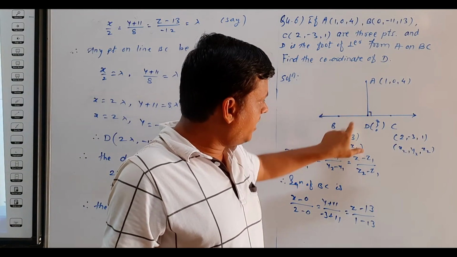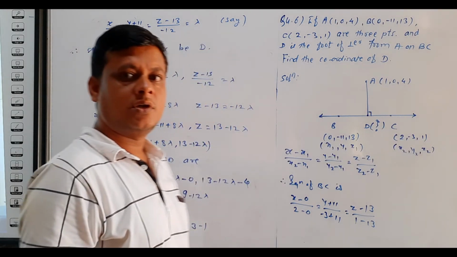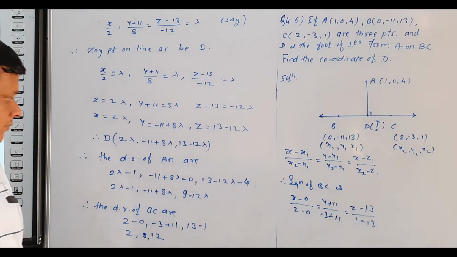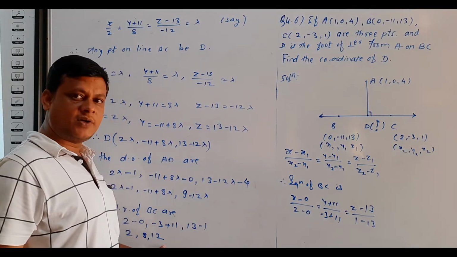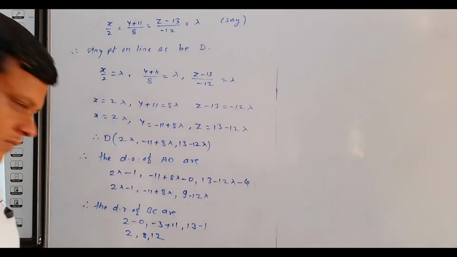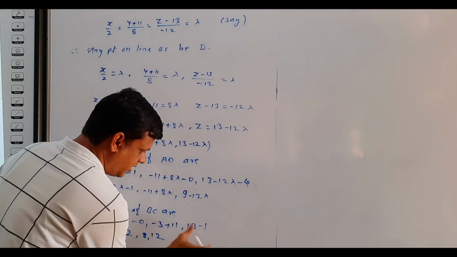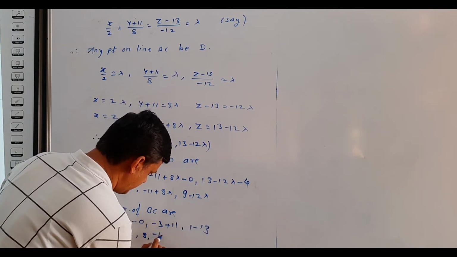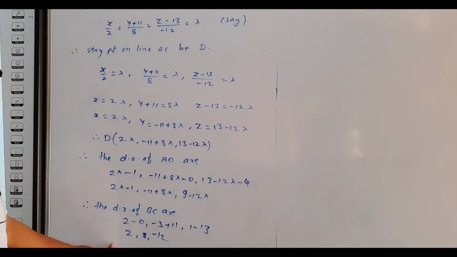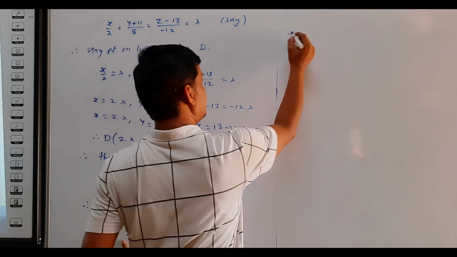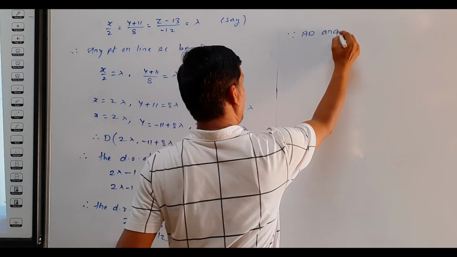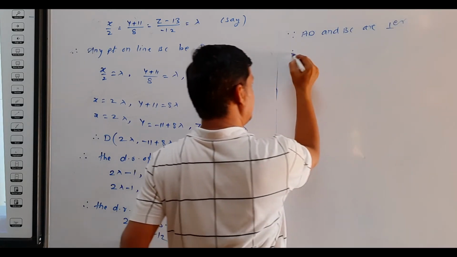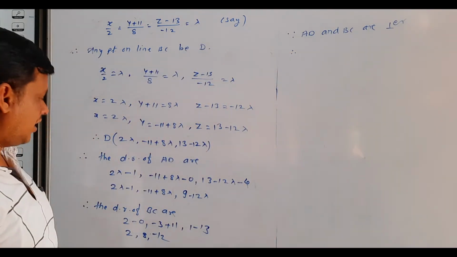Here from the diagram AD is perpendicular to BC, so we use that when two vectors are perpendicular, then their dot product is 0. Using that, we find the value of lambda first. Here we write 1 minus 13, so we get minus 12. So we use the dot product, since AD and BC are perpendicular. Therefore, we take their product equal to 0.